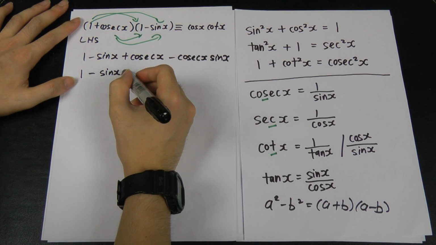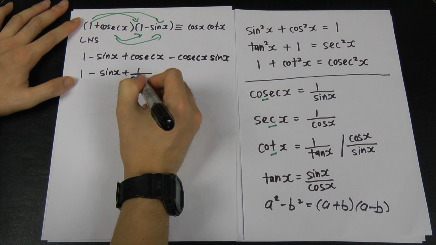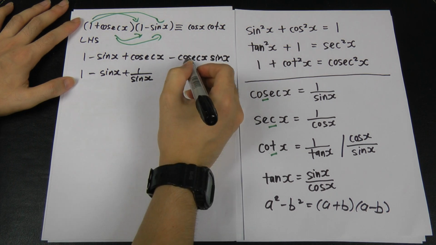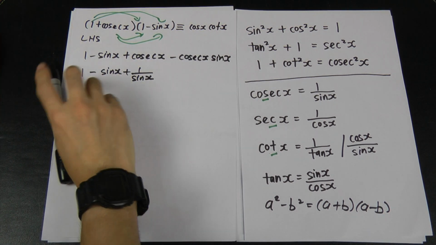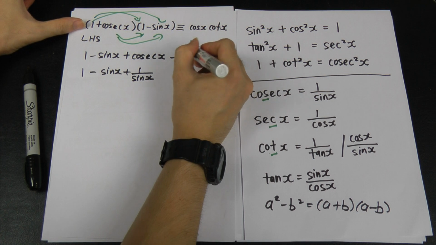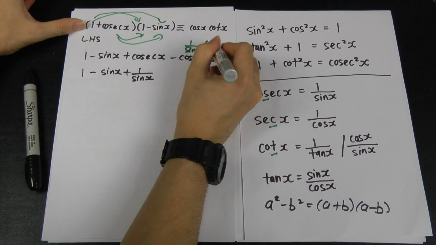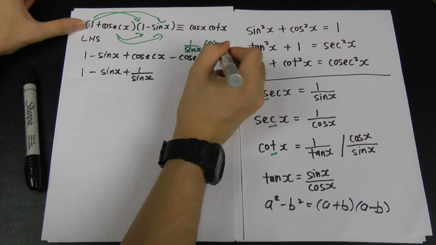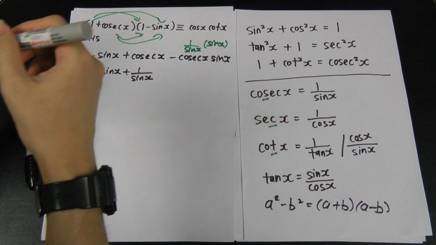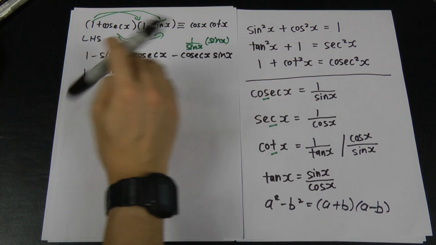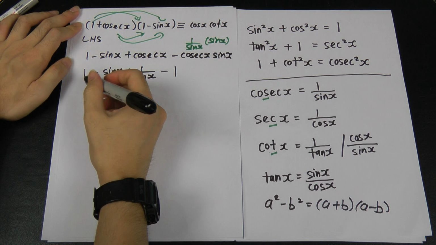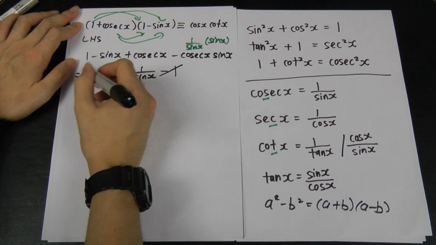And this one, cosec x, is 1 over sine x. And over here, this is cosec x. Cosec x itself is 1 over sine x, multiply with sine x. So after you simplify, you left 1. Correct or not? So this is minus 1. Okay, so I have 1 minus 1, it's gone.